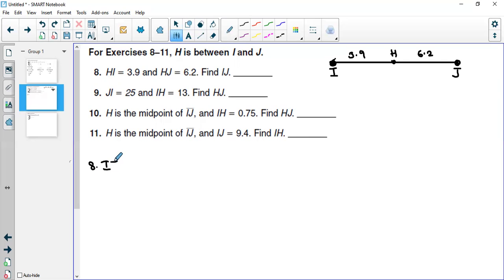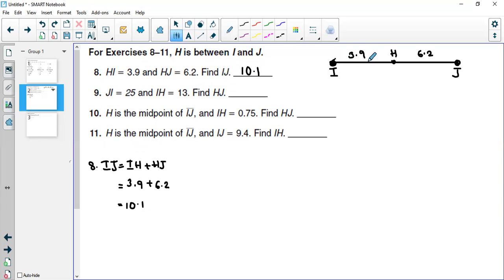IJ equals IH plus HJ, right? So we have to find the length of IJ. So IH is 3.9, HJ is 6.2. So 6.2 plus 3.9 will give me 10.1. Okay, so the distance between IJ is 10.1.